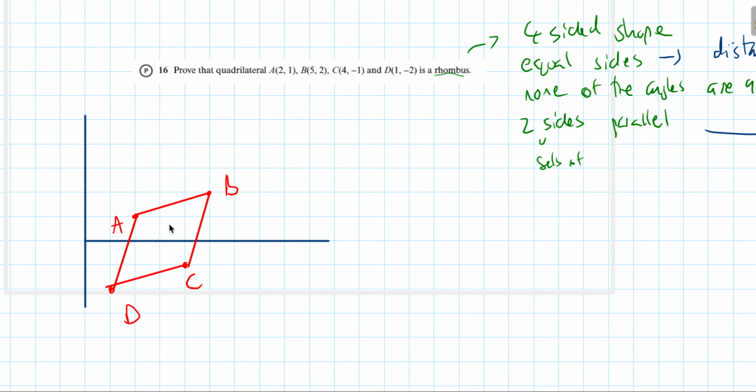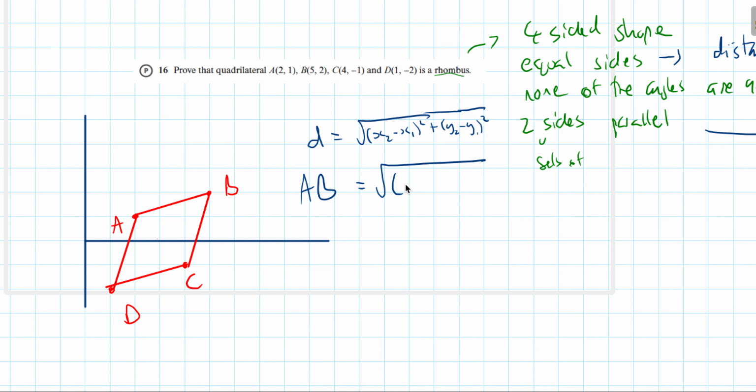So drawing it out means it's quite easy to find what the distance is going to be. Which one do we need? So we want to find the distance between A and B. To find the distance, we use the distance formula, so distance is equal to the square root of (x2 minus x1) squared plus (y2 minus y1) squared. So again, pick either point, so usually I pick the first point as x1, y1, and the second point as x2, y2.